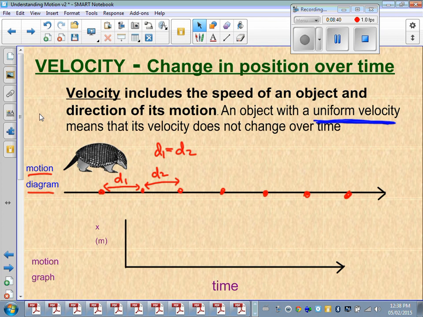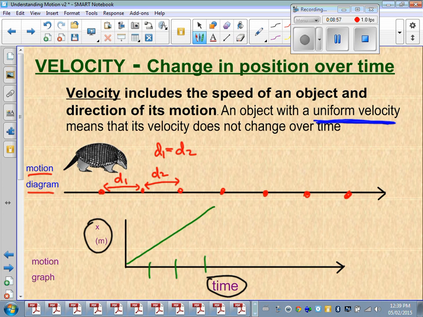On a motion graph, if we look at distance covered against time, we would see that it's going the same distance against time. So every second it's going the same amount of distance. For 1 second, 2 seconds, 3 seconds, it's covering the same distance, right? So when we're looking at these things, we would expect to see the same value for slope. In other words, that velocity is not changing. The distance covered per time is not changing.